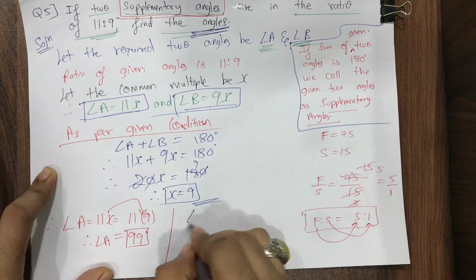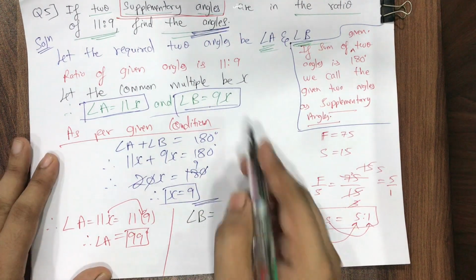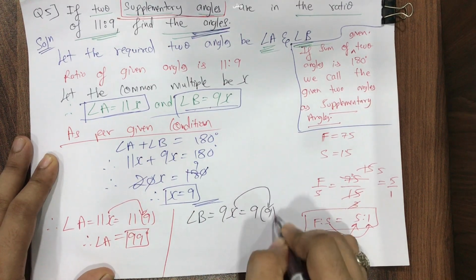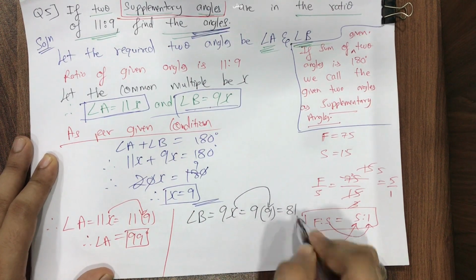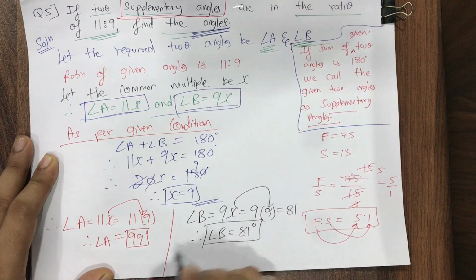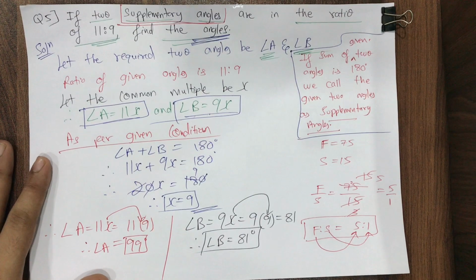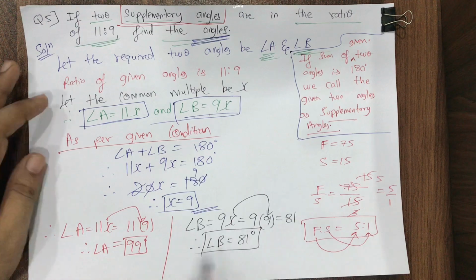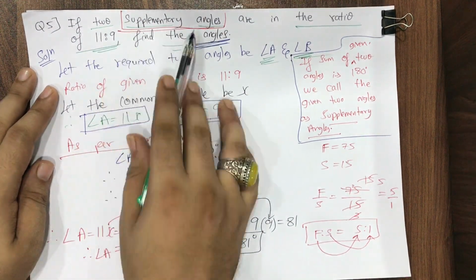Next, angle B. Angle B is how much? 9x. So 9x. At the place of x, I'll put 9. 9 9s will be 81. Therefore angle B will be 81 degrees. How can you recheck your answer whether it is correct or wrong? 99 plus 81. If you do, it will be 180 degrees. And it's given, the given two angles are supplementary.